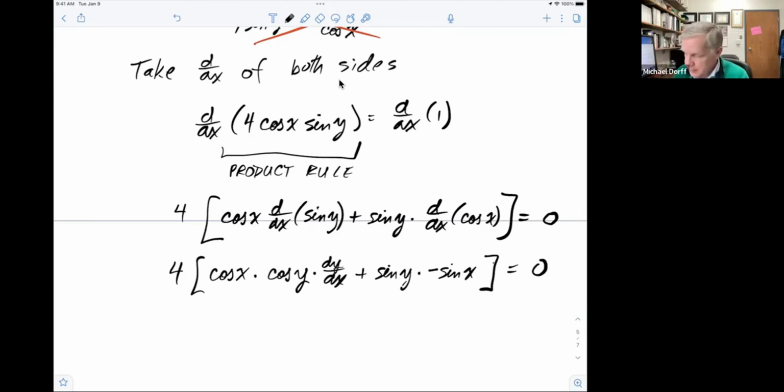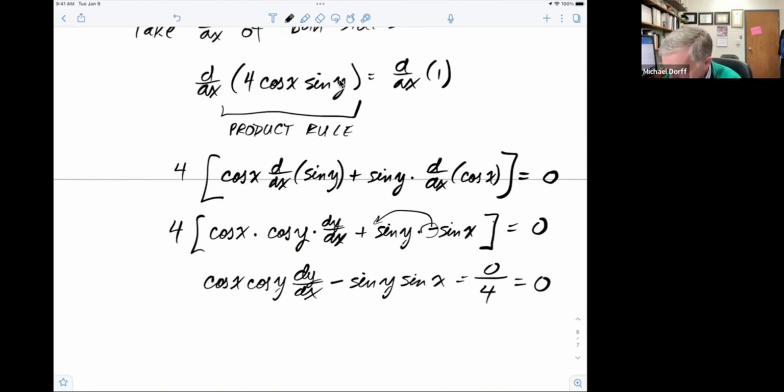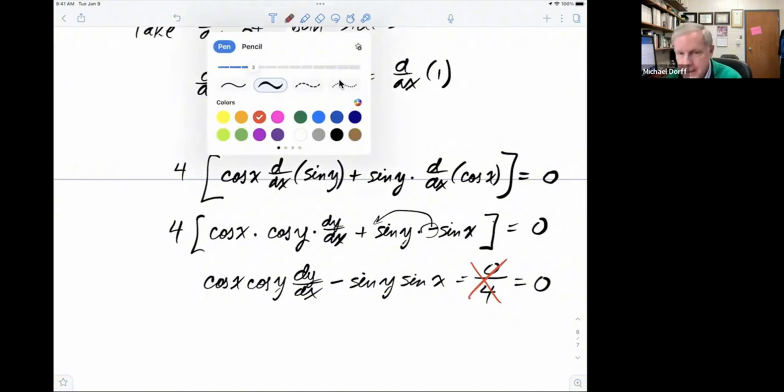Now I could multiply the 4 that's outside the square brackets to both terms here. So I would have a 4 in front of the cosine x and a 4 in front of the sine y. But I could also just go ahead and divide by 4 here right away. And when I do that, I'm also going to bring this negative out front. And what is 0 divided by 4? It's just 0. I'm going to cancel that out because 0 over any non-zero number is 0.